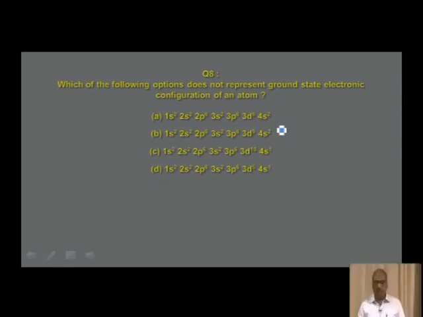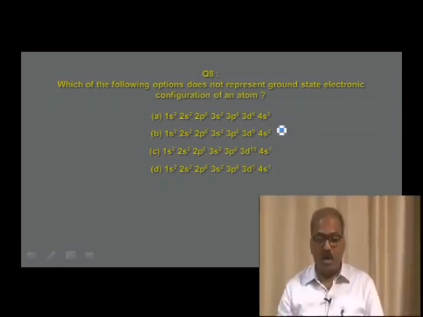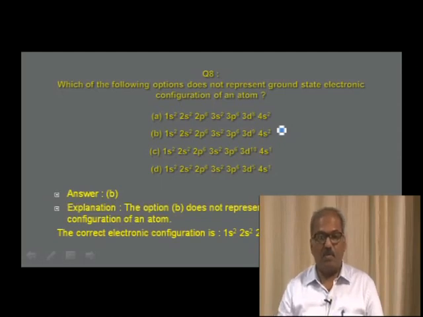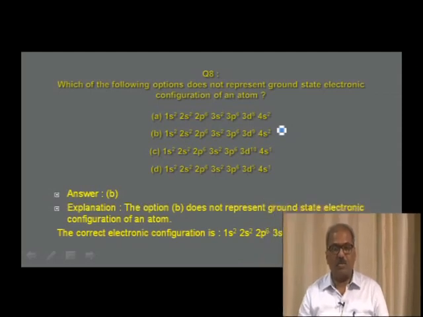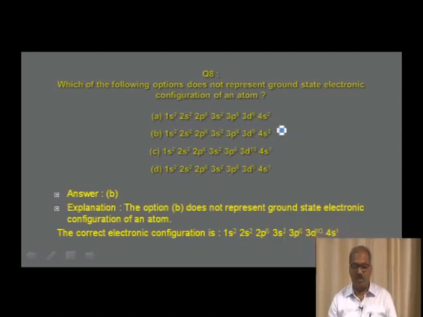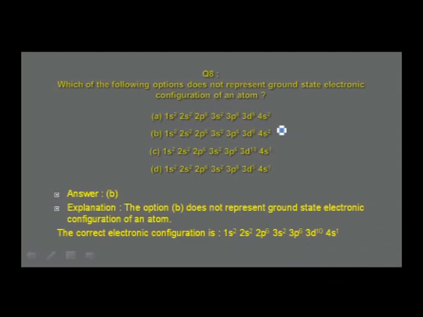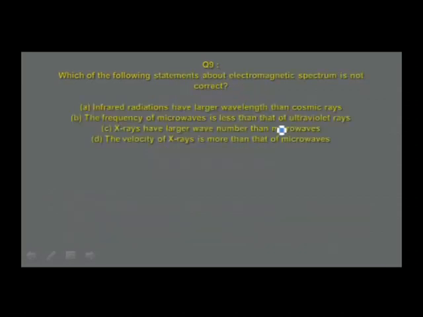You may find which of the following options does not represent the ground state electronic configuration of an atom. I find the answer is option B, because for the element with atomic number 29, namely copper, the electronic configuration should be 1s2, 2s2, 2p6, 3s2, 3p6, 3d10, 4s1 instead of 3d9, 4s2. The reason is there is a deviation from the above principle in order to attain extra stability. And we shall go to the next one.